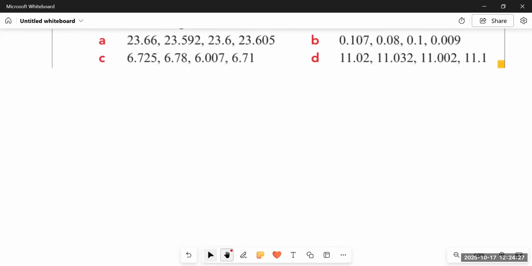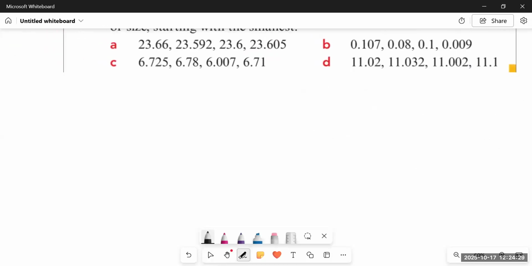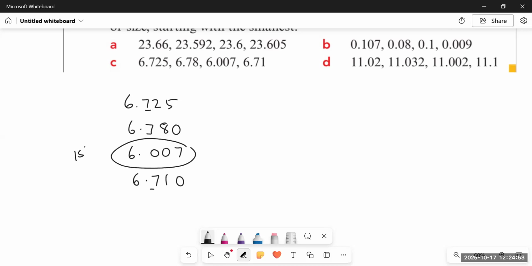Here comes the third one, 6.725, 6.78, 6.007, 6.71. So we will write a 0 over here. We will compare all the 4 numbers. Here the 6 is the same in all of them. So we will compare the first decimal place. Here it's 7, 7, 7. We'll leave them and this would become the first one.